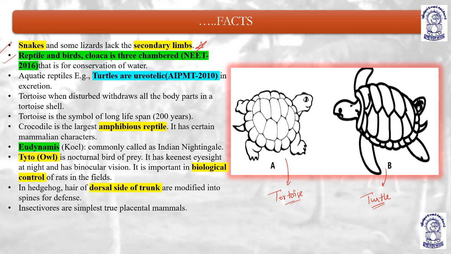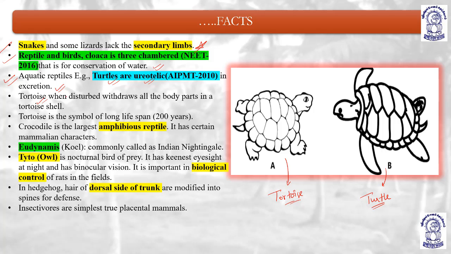In reptiles and birds, the cloaca is three-chambered. It was part of the NEET examination 2016. That is for conservation of water. Reptiles and birds excrete uric acid to conserve water, and that is why the cloaca is three-chambered. Aquatic reptiles, especially turtles, are ureotelic, meaning they excrete urea, while the others excrete uric acid.